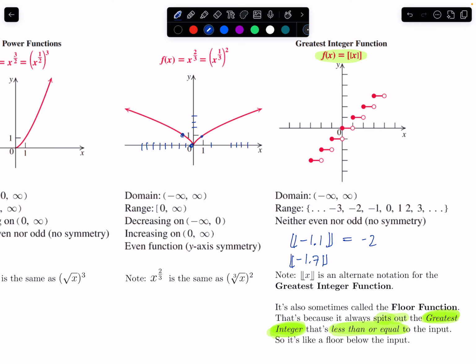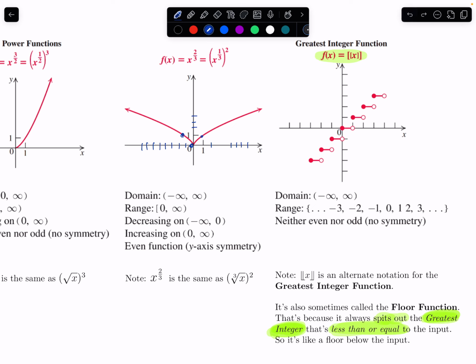What about negative 1.7? Also negative 2. What about negative 0.3? The output would be negative 1, right? Negative 1 is smaller, and it's an integer. Okay, so that's how the greatest integer function works.